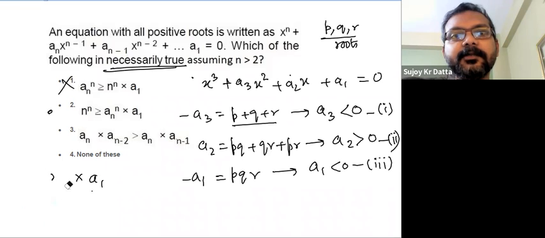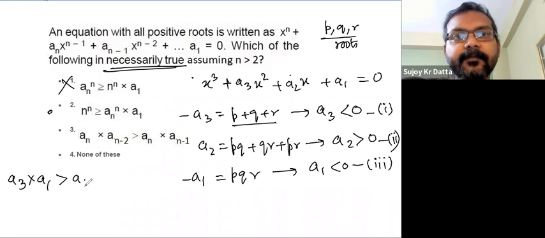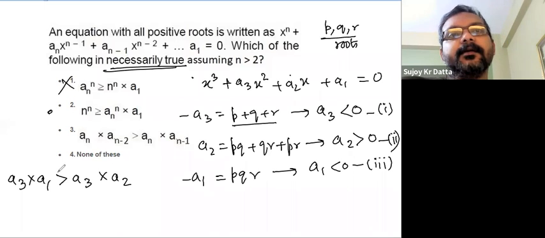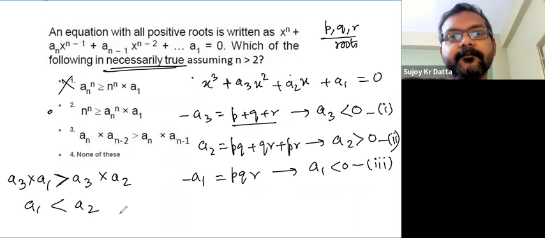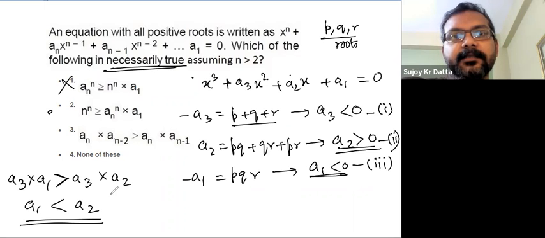Now let's look at the third answer choice. It says a3 times n minus 2, so that's a1, greater than a3 times a2. Now a3 is common to both sides, but a3 is actually a negative quantity. So if I divide the whole thing by a3 and strike that a3 out, I will end up with a1 less than a2, because the inequality will reverse. Now, a1 is less than a2 is true because a2 is a positive quantity and a1 is negative. So a1 will always be less than a2, and this is definitely true. So we have got the answer as option 3.